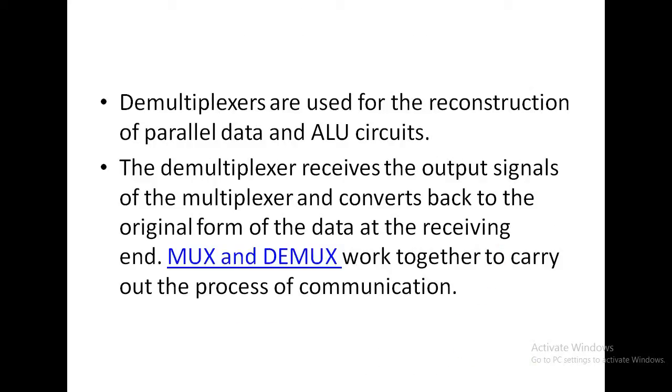Demultiplexers are used for the reconstruction of parallel data and in ALU circuits. The demultiplexer receives the output signal of the multiplexer and converts it back to the original form of the data at the receiving end. Multiplexer and demultiplexer work together to carry out the process of communication. Okay, from many to one and again from one to many. Many to one means multiplexer and one to many means demultiplexer. Okay, so this is all about multiplexer and demultiplexer. Thank you.